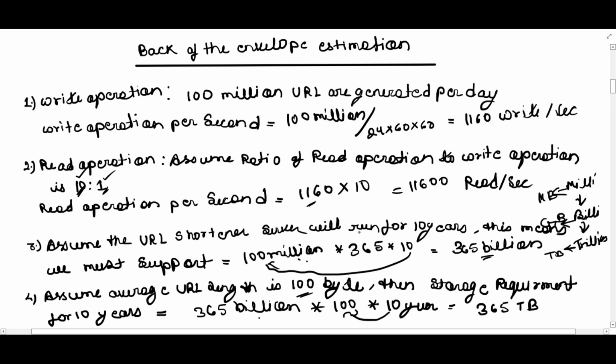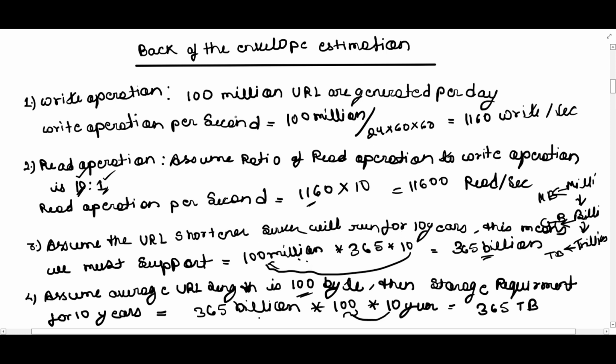But here you should understand the basic flow, how we compute the read operation, write operation, and the storage space. First is the write operation. 100 million user records are generated per day. To compute per second, just divide by 24 hours, 60 minutes, 60 seconds. So we get 1160 writes per second. We have assumed a 10 to 1 read ratio, so whatever the write operation is, just multiply by 10 and you will get reads per second. For the storage space, we have assumed 10 years.